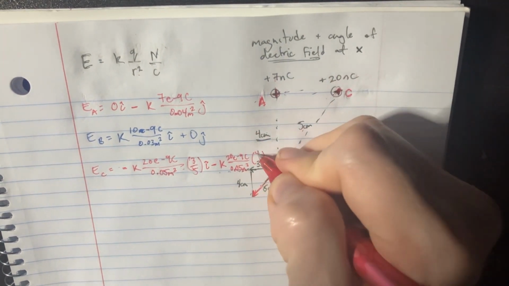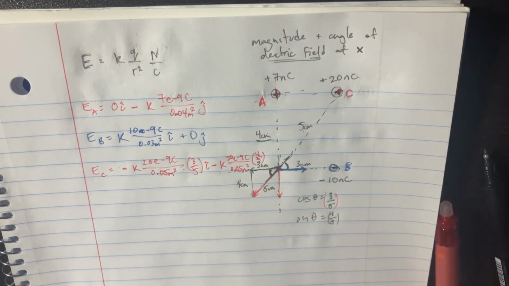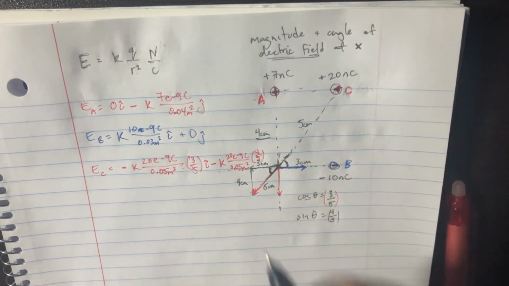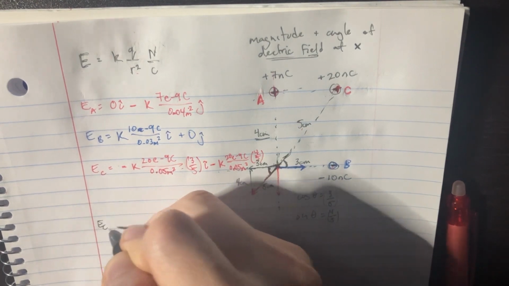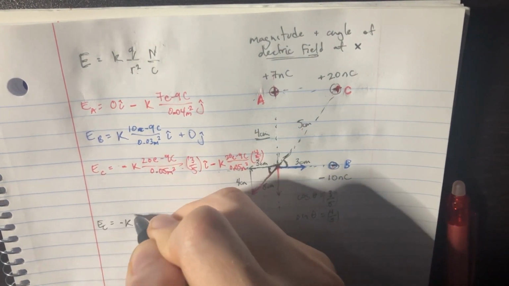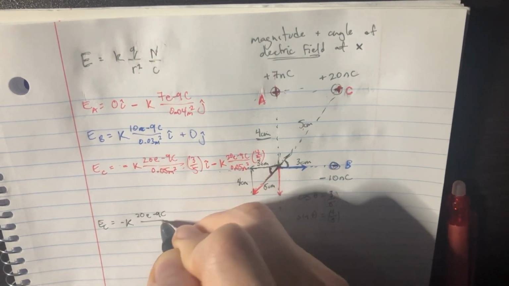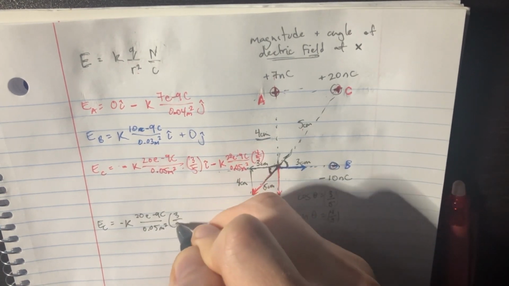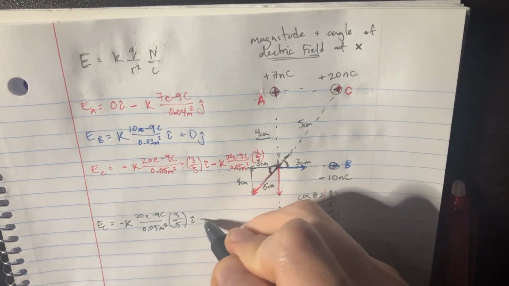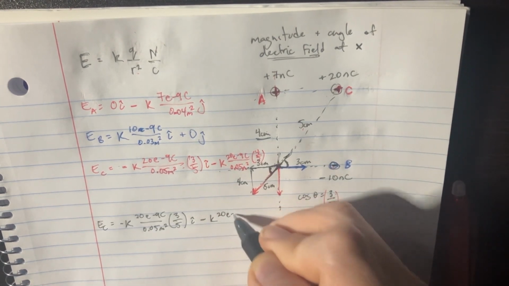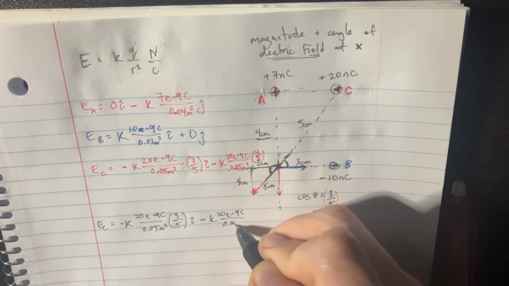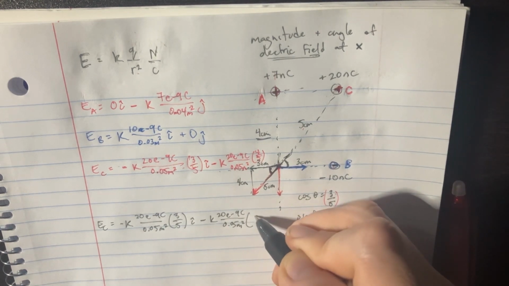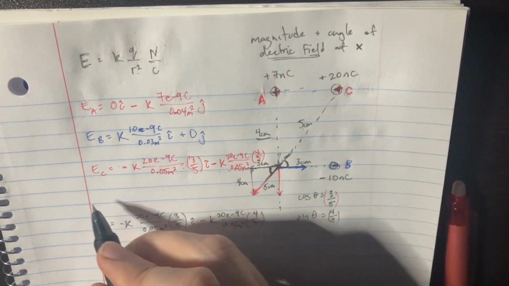All right, so let's try to rewrite this one more time. So we have EC is equal to negative K 20e to the negative 9 C over 0.05 meters squared, times 3 divided by 5 i, minus K 20e to the negative 9 C over 0.05 meters squared, and then this is 4 divided by 5 j. Okay, and that's for EC.